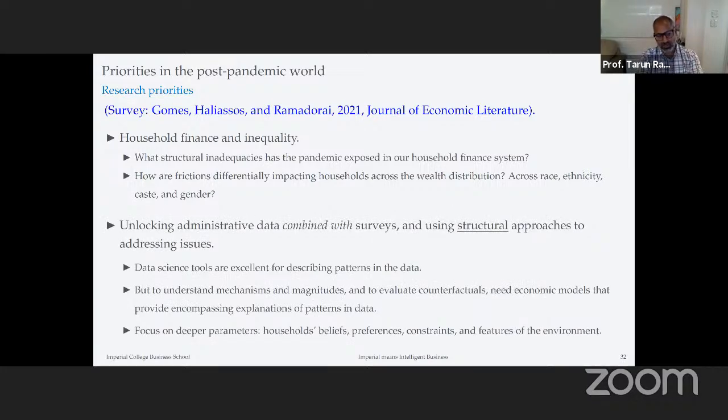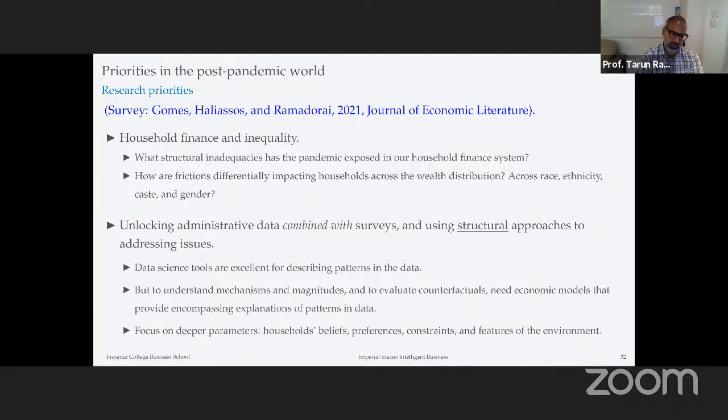And then the second thing I will say is about methods and techniques. One of the lessons that we're learning about household finance research is that you want to unlock administrative data, granular data on what households actually do, and combine these data with surveys. What I also would like to recommend is there's a lot of reduced form work I'm seeing in the set of projects that have been put forward in this conference, but I'd like to see more work on structural approaches to addressing these issues.